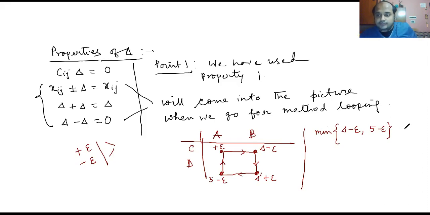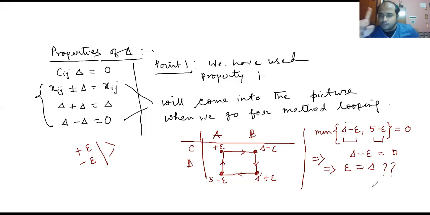I'm almost done. So just one last point: we have to select between delta minus epsilon and 5 minus epsilon, equating the minimum to 0. But delta is an abstract quantity. If you say that delta minus epsilon is the minimum, we will get epsilon equal to delta, so that doesn't have any meaning.